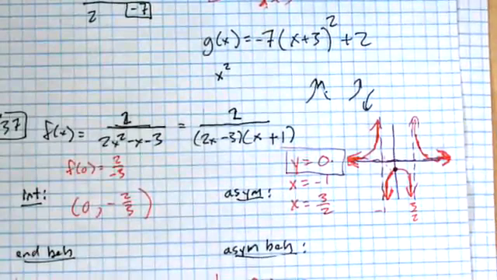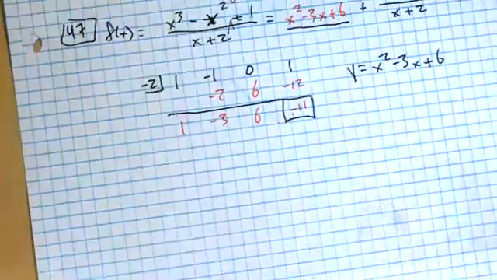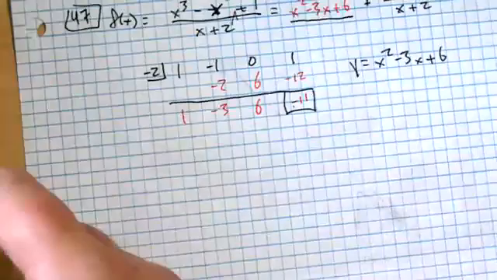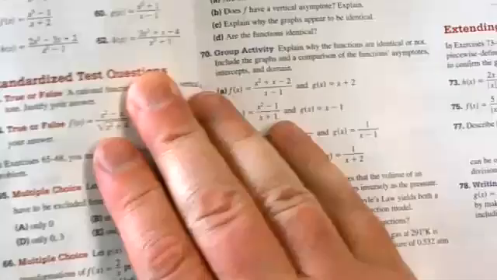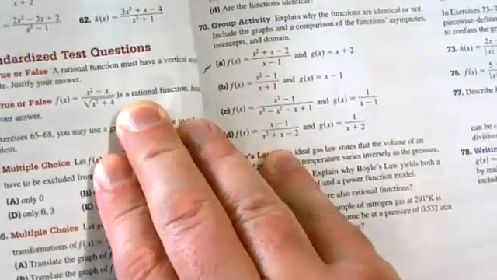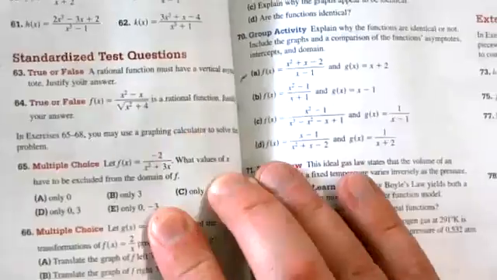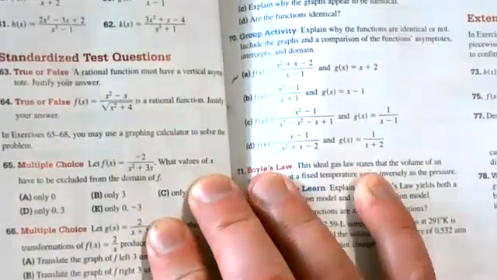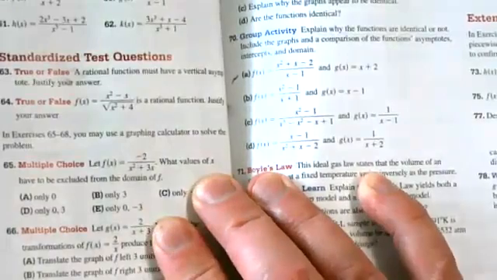Right. Yes, thank you. 63. I'm glad you asked about this one. I think we should probably talk about maybe a couple of these ones at the end. 63. A rational function must have a vertical asymptote. So 63 and 64, these are kind of picky vocabulary type questions. And I didn't give you all the information you need to answer these.